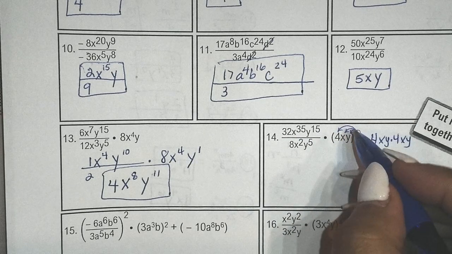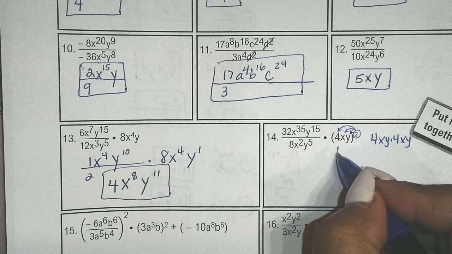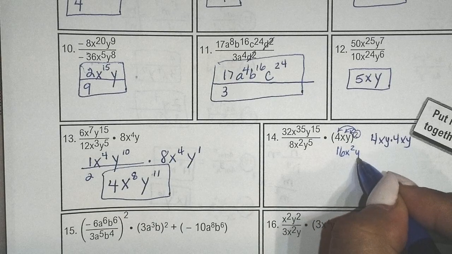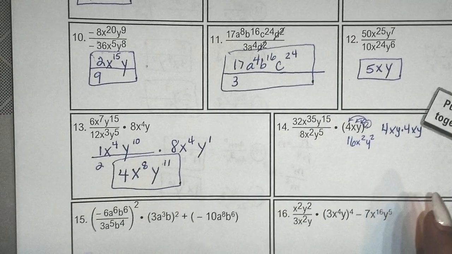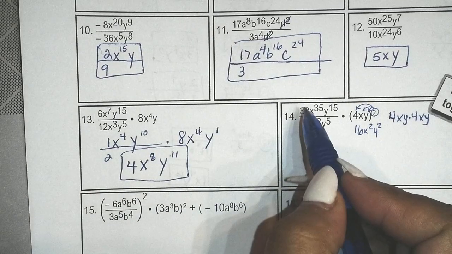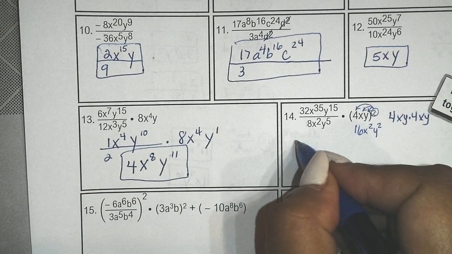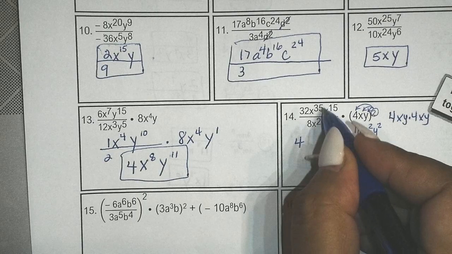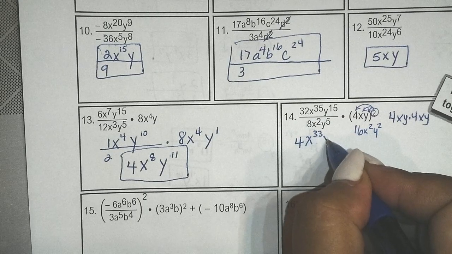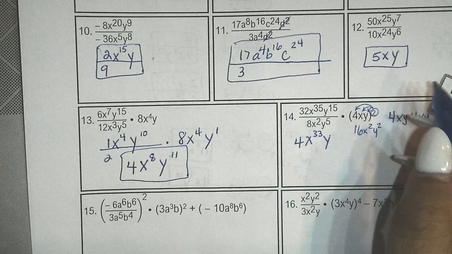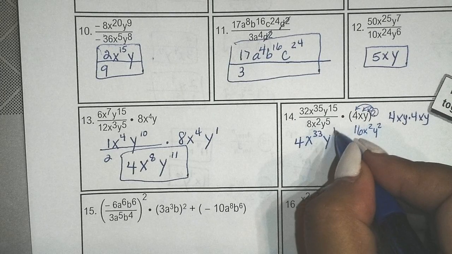Alright, here we have 4 squared, which is 16, and then we have x squared, y squared, because everything gets a power 2. Now, 32 divided by 8 is 4. Then 35 minus 2 is x to the 33 power, and y to the 15th divided by y to the 5th is y to the 10th power.